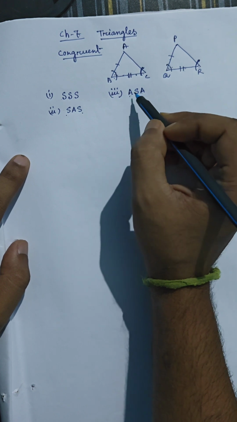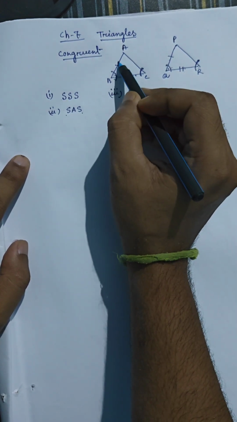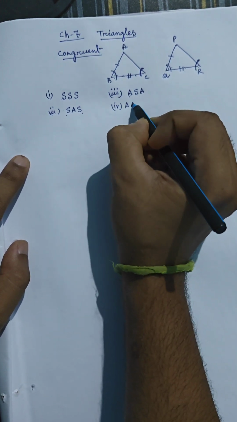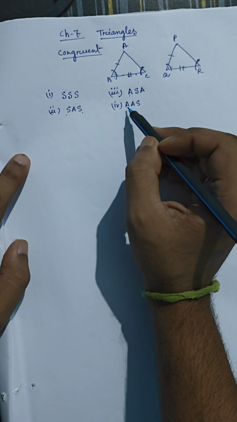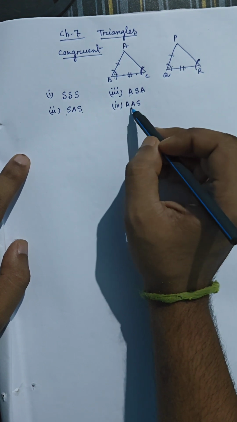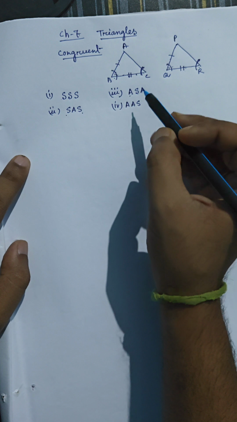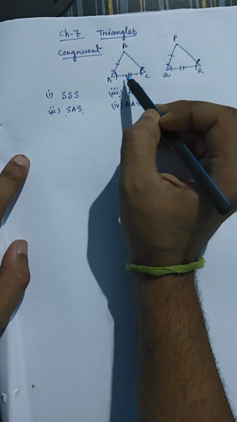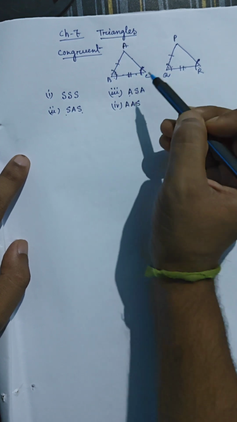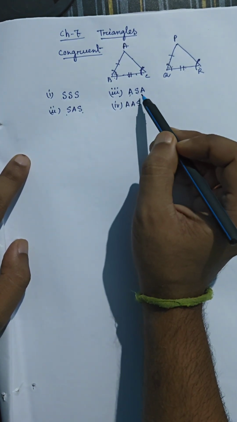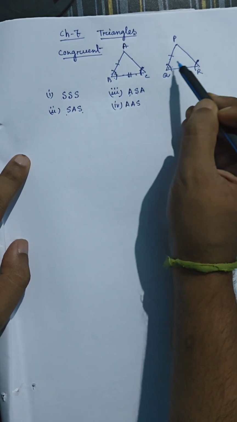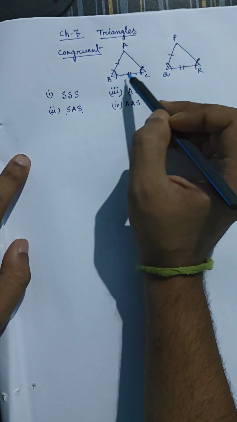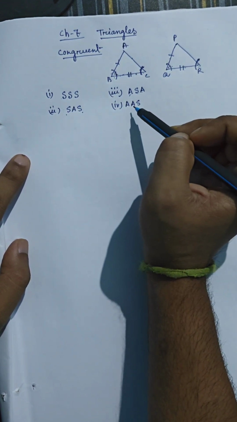We can't apply ASA if you have these two angles and this side. For that we have another criterion, that is AAS. Here we can have any two angles and any side. For example, these two angles and this side or this side. Here we will not consider this side. If you have to consider this side, then you will use ASA. This angle is equal to this angle, but this side is equal to this side, which is not in between these two angles. Then we can use AAS.